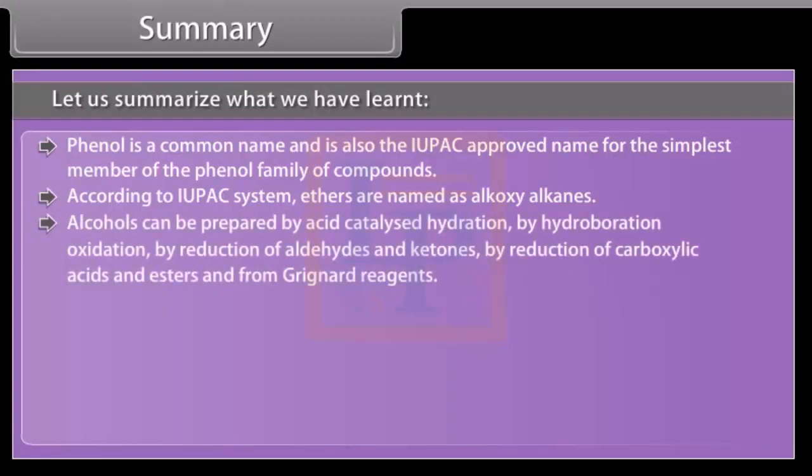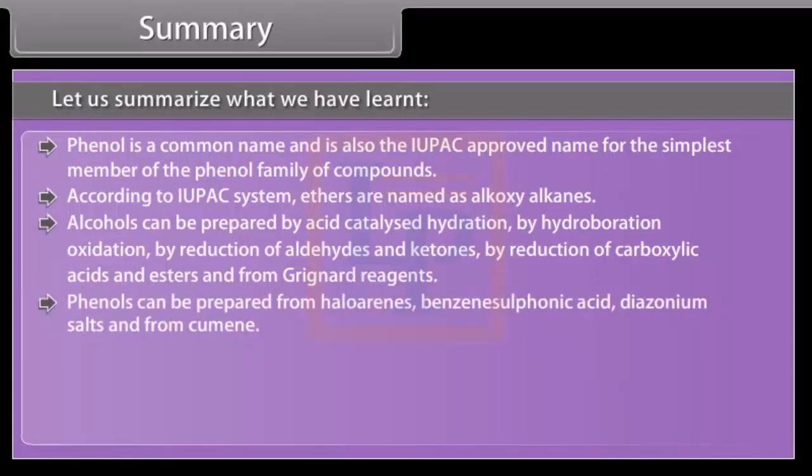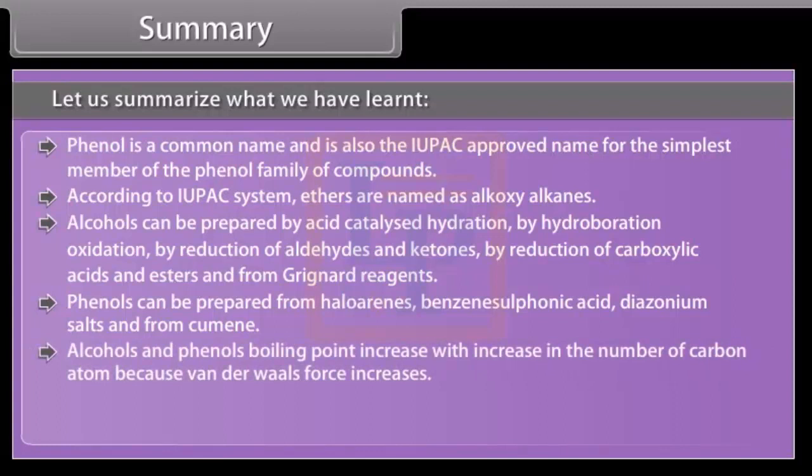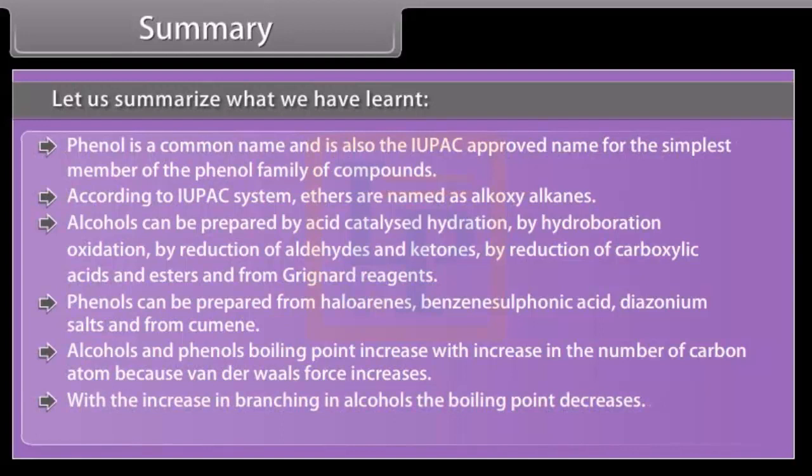Alcohols can be prepared by acid catalyzed hydration, by hydroboration oxidation, by reduction of aldehydes and ketones, by reduction of carboxylic acids and esters, and from Grignard reagents. Phenols can be prepared from haloarenes, benzene sulfonic acid, diazonium salts, and from cumene. Alcohols and phenols' boiling point increases with increase in the number of carbon atoms because van der Waals force increases. With the increase in branching in alcohols, the boiling point decreases. Generally, alcohols and phenols are soluble in water.